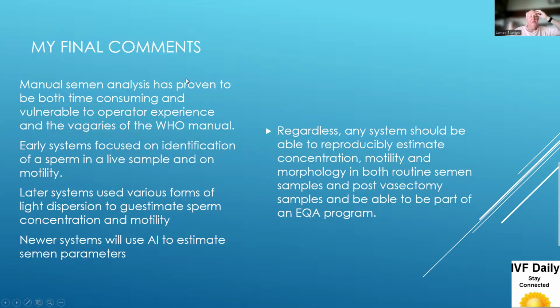So my final comments are, manual semen analysis has proven to be the bedrock of all andrology testing for the last 50 years in IVF. But we all recognise it's both time-consuming and vulnerable to the operator experience and the vagaries of the WHO manual. Early systems focused on identification of a sperm in a live sample and motility, but later systems used various forms of light dispersion to guesstimate the sperm concentration and motility.